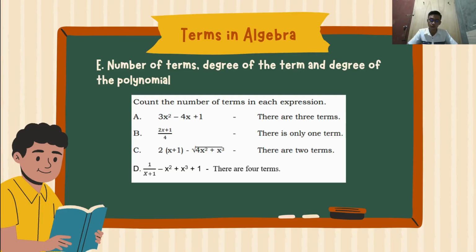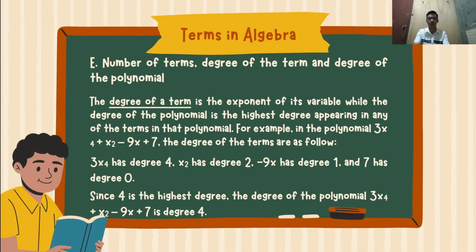So 2 quantity of x plus 1 minus square root of 4x squared plus x cubed. There are two terms. As you can see, it is separated by a minus sign. So there are two terms. And letter D, 1 over x plus 1 minus x squared plus x cubed plus 1. There are four terms. So that's the number of terms, degree of terms, and degree of polynomial.